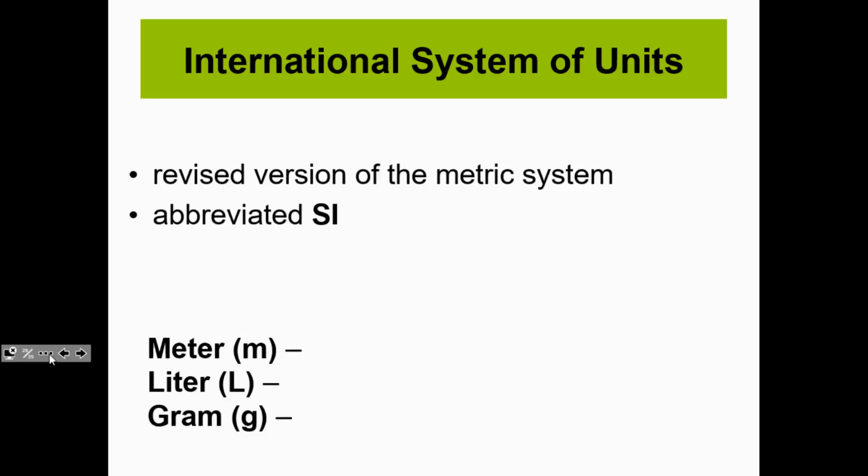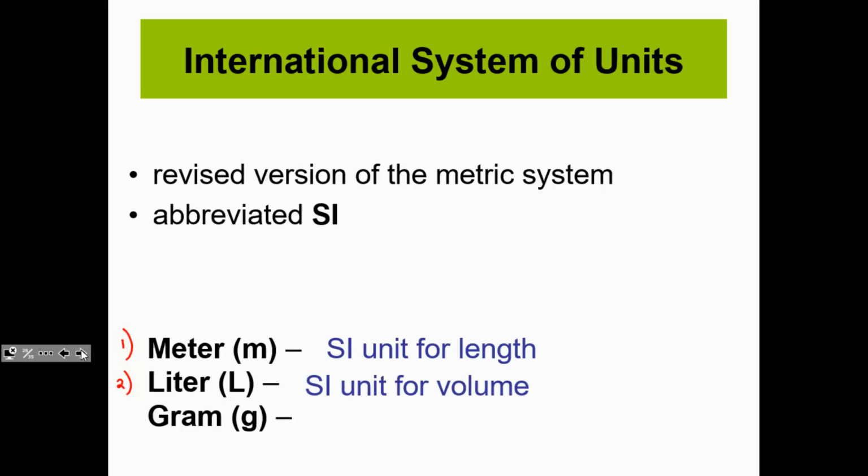What you need to know are the 3 basic base units for the International System of Units. So, what are they? Well, you've got 3 of them, and most of you are familiar. Meter is the System International for length. Second one is liter, which would be the SI unit for volume. And number 3, gram, would be the SI unit for mass. Meter is for length, liter is for volume, and gram is for mass.